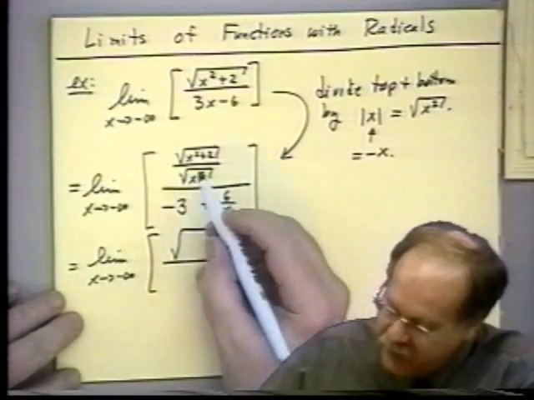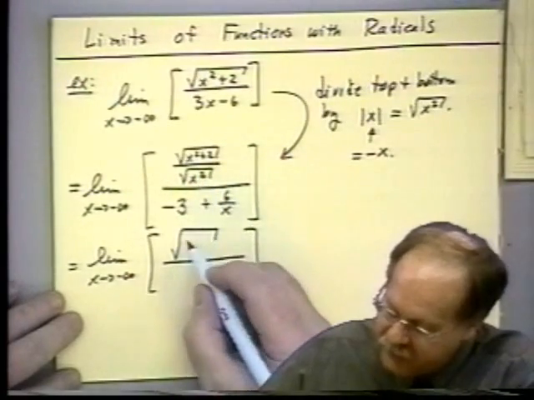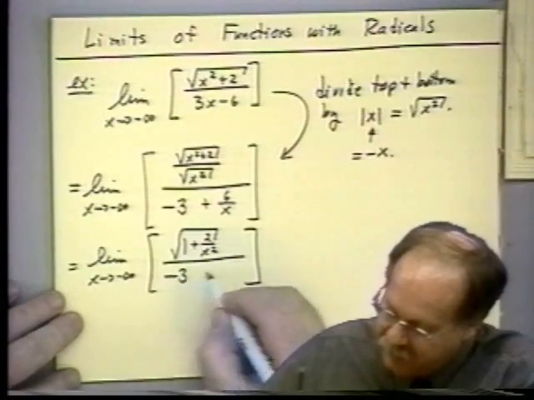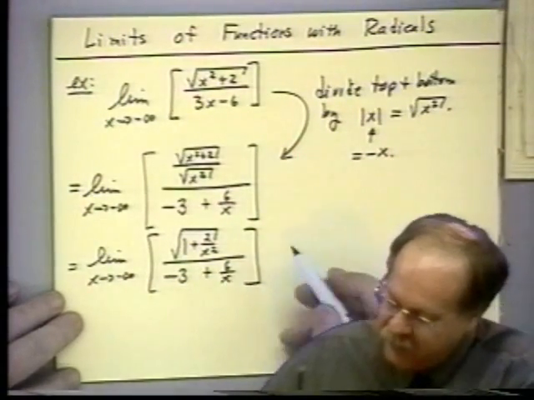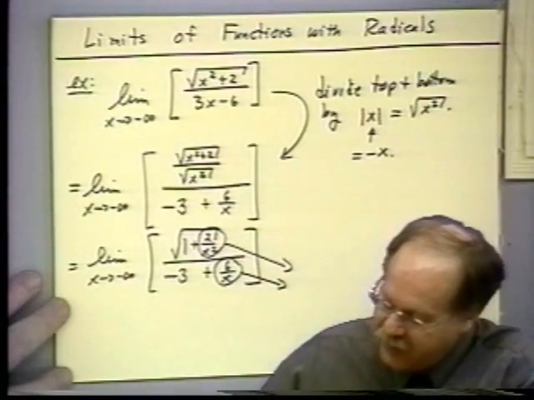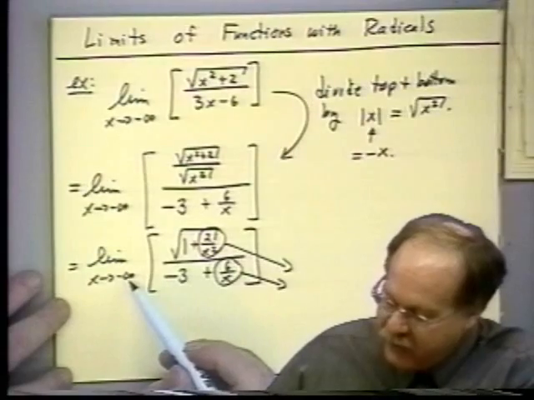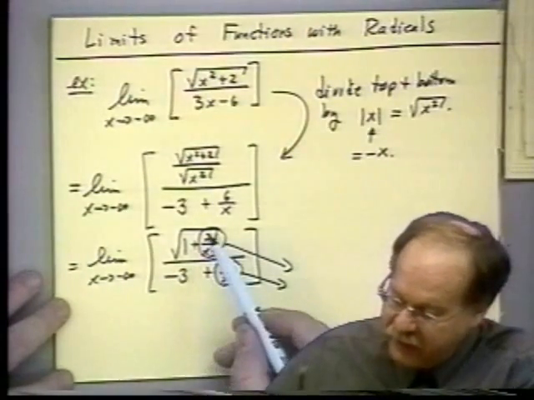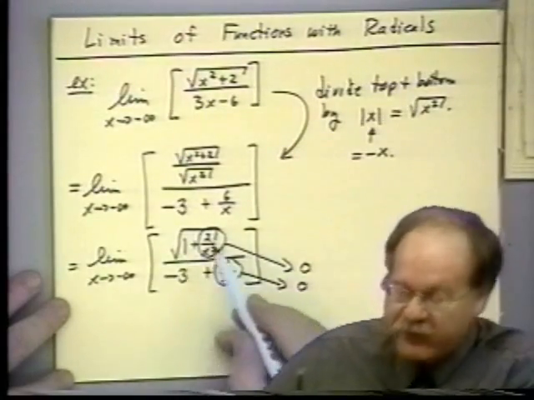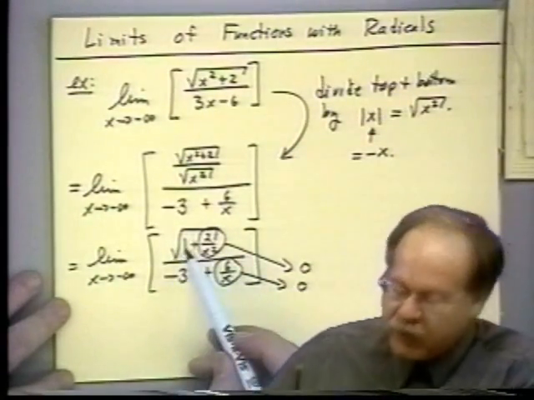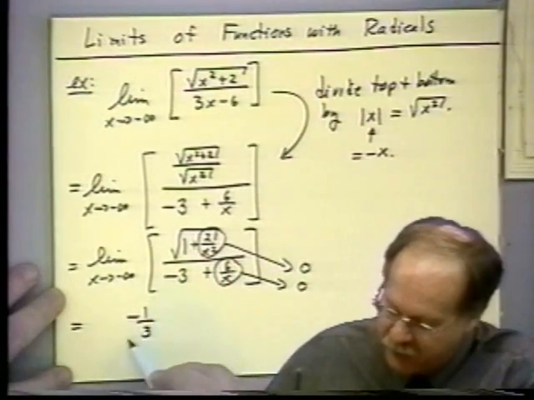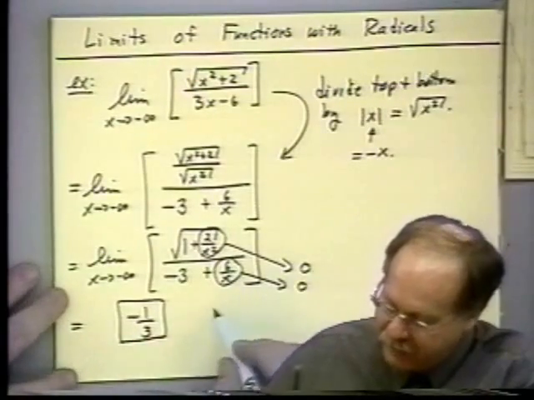The top now can be written as a single square root. I'll divide the x squared into both parts, so I have 1 plus 2 over x squared. Then I have minus 3 plus 6 over x here, and I get the same kind of conclusion I saw before. If x goes to any one of the infinities, in this case minus infinity, 2 over x squared and 6 over x both go to 0. And I'm left with what? The square root of 1 on top and minus 3 on the bottom, so the final limit is minus 1/3.